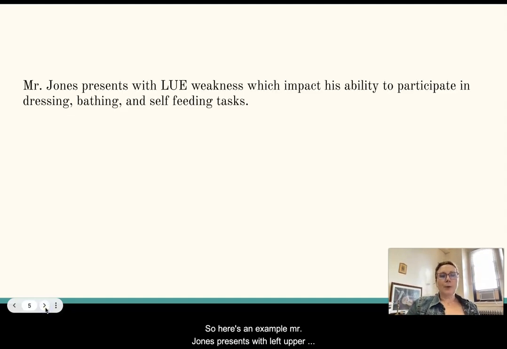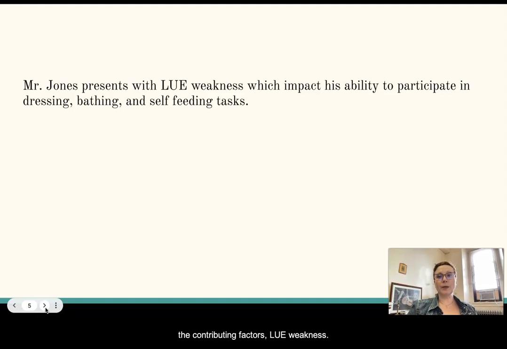So here's an example. Mr. Jones presents with left upper extremity weakness, which impacts his ability to participate in dressing, bathing, and self-feeding tasks. So I've identified the contributing factor, left upper extremity weakness. It impacts his ability to participate in these occupations, and I'm very specific about the occupations that he is participating in.